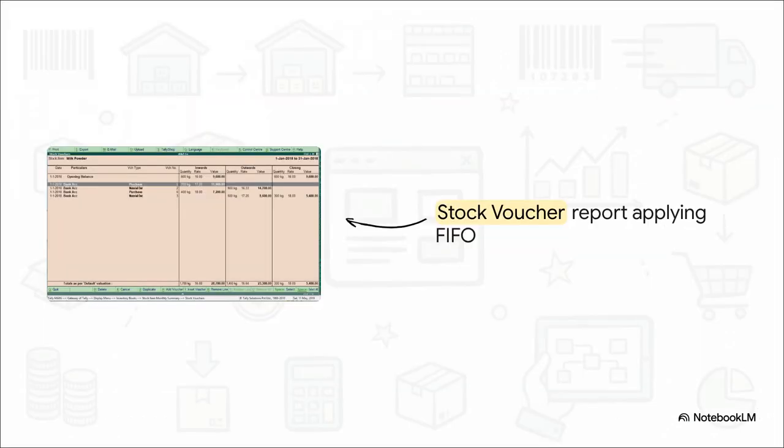And here is the final polished result. Looking at the outwards column for that January 14th issue of 900 kilograms of milk powder, you can see Tally did all the FIFO math completely behind the scenes. It took 600 kilos at 16 and 300 kilos at 17, combining them into a total value of 14,700. That gives an automatic blended issue rate of 16.33. It executed the logic perfectly, leaving a clean closing balance of 300 kilos at 18 taka. And the best part? You didn't have to calculate any of that.